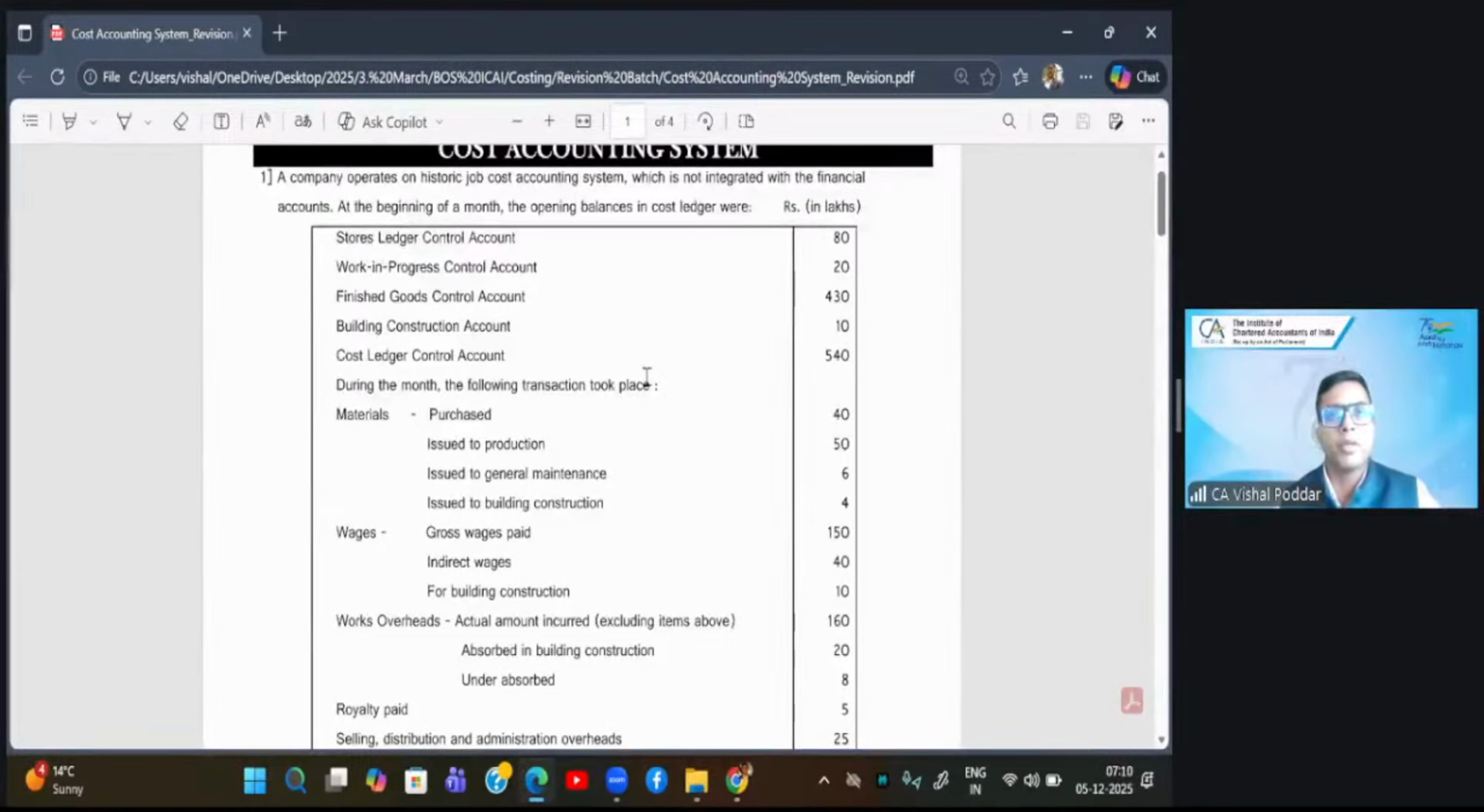A company operates a historic job cost accounting system and it is not integrated. At the beginning of the month, the opening balances, the figures are in lakhs. We will continue the same mechanism. Balance in SLC, WIP, finished goods. Now, these are the three common accounts. A new account given over here is building construction. So the company is itself undertaking the construction of its factory building. So you have this account called building construction.